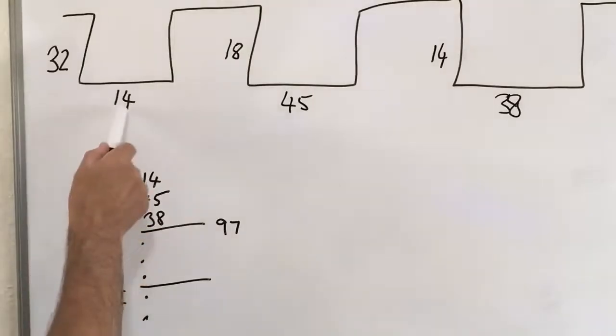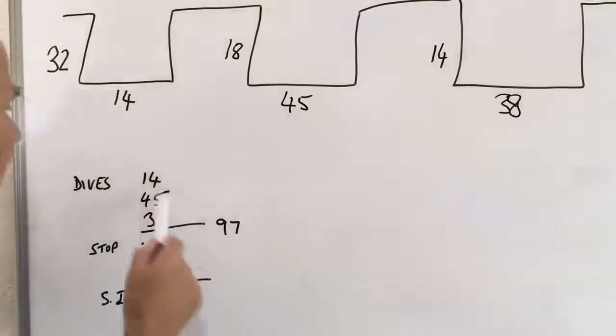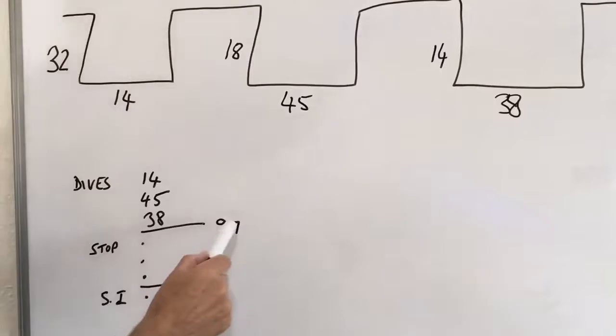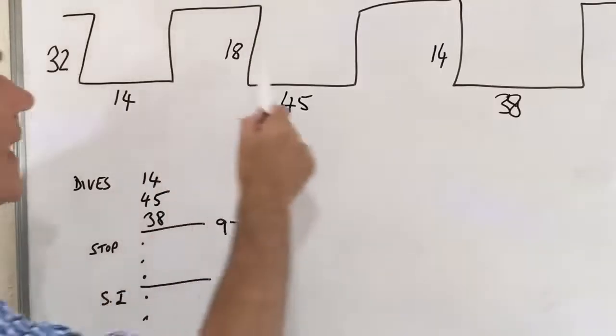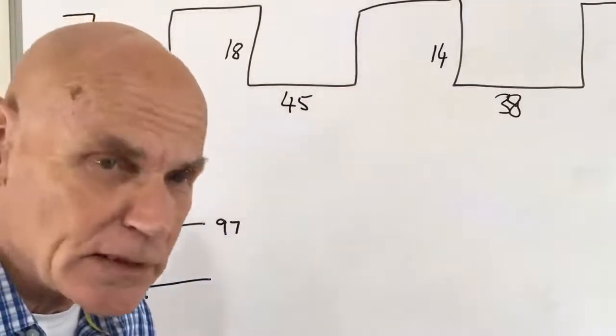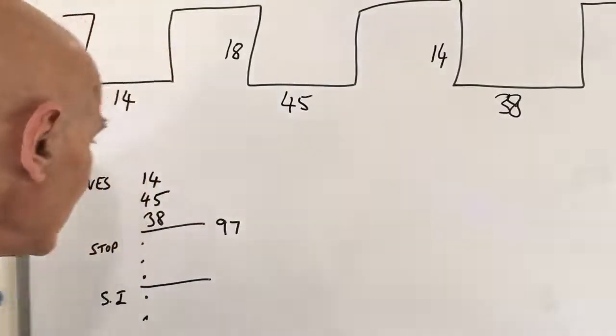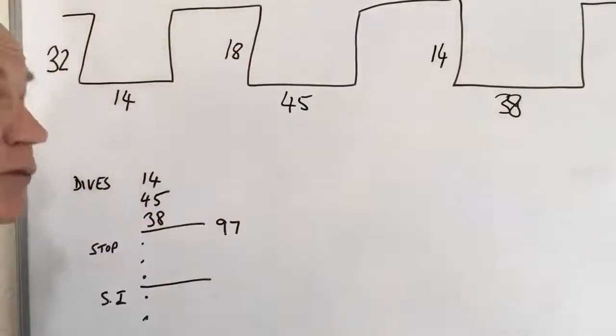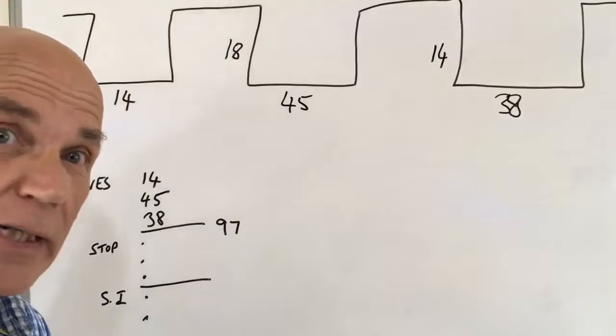The dives we know are 14 minutes, 45 minutes and 38 minutes, so I've added those minutes up, they come to 97. We don't yet know if they need to have safety stops. It's compulsory safety stops they're looking for here. And we don't know what the surface intervals are here yet, so we need to calculate those.